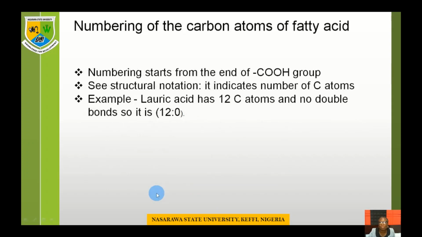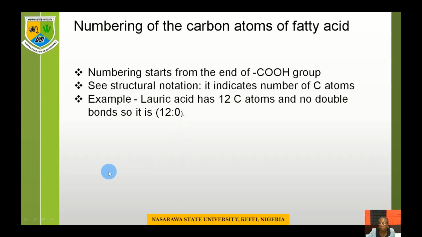Let's look at the numbering of the carbon atoms of fatty acid. The numbering starts from the carboxylic end group, the carboxylic group. So for example, let's look at lauric acid. Lauric acid has 12 carbon atoms and has no double bond. So the structural notation will be 12 colon 0. 12 means that lauric acid has 12 carbon but 0 double bond. It does not have any double bond.